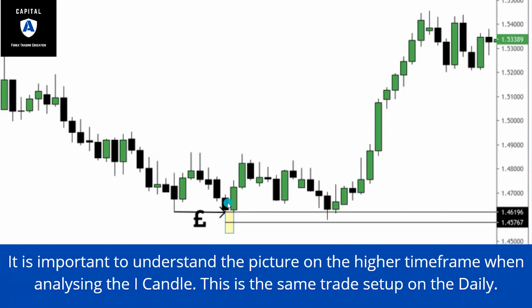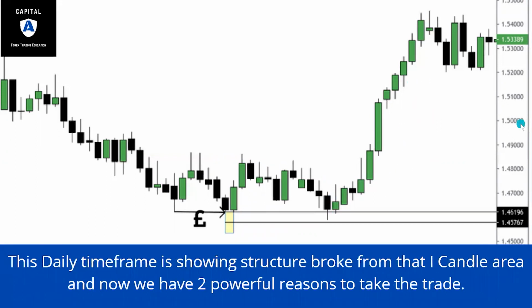You can see the area where they've grabbed the liquidity, started to turn price around. There's even a little structure break there, and then price comes back to the level and makes a monstrous move to the upside for around 1,000 pips. The daily time frame is showing that structure broke from that eye candle area, and now I've got 2 powerful reasons to watch this level, to take this trade here.